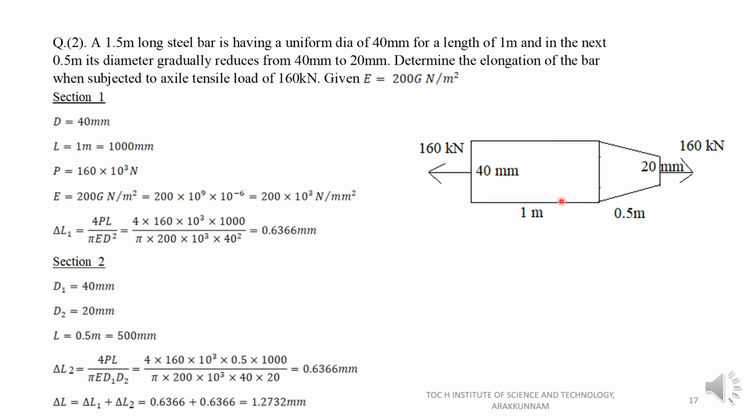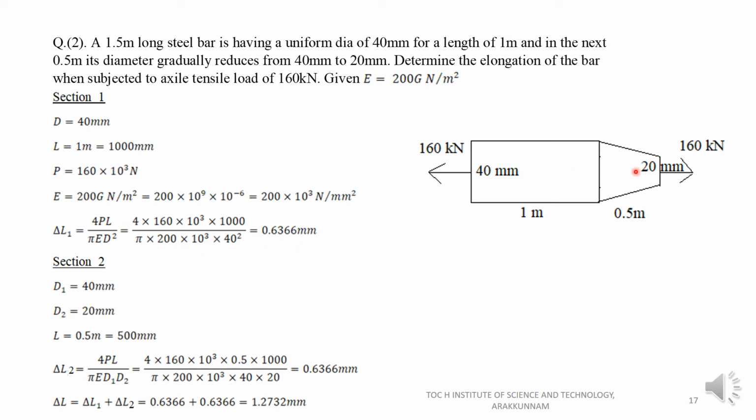Okay. So delta L1 is equal to PL divided by AE, where P is 160 kilonewton and L is 1 meter, divided by A, which is pi by 4 into 40 square. So you will get delta L1 is equal to 4PL by pi d square, which is equal to 0.6366 mm.